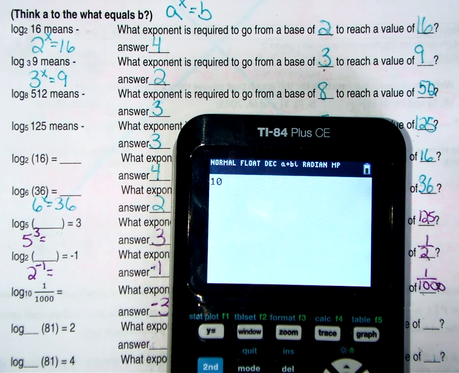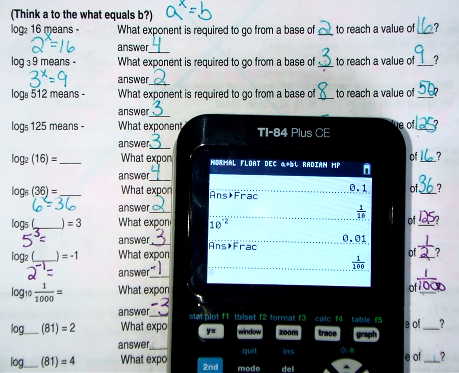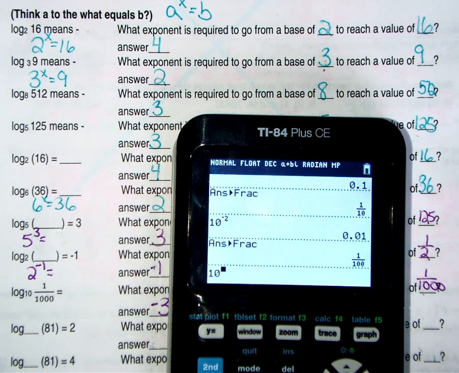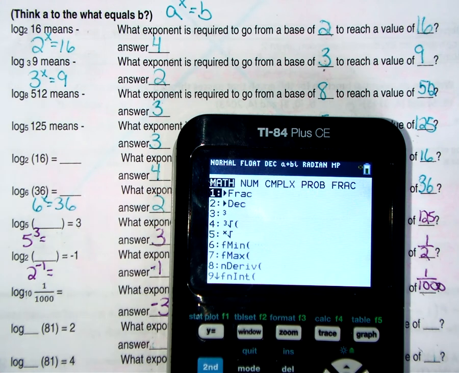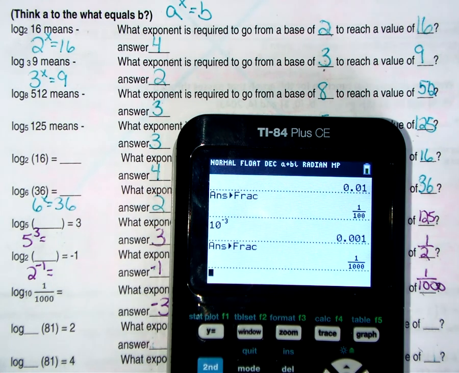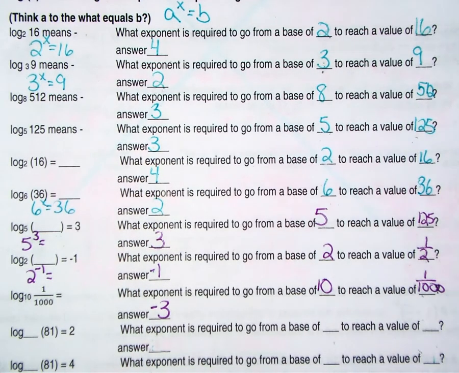So 10 to the -1, math frac, that's not it. 10 to the -2, math frac, that's not it. 10 to the -3, math frac, there it is. Okay, so you can use your calculator as a great resource here.